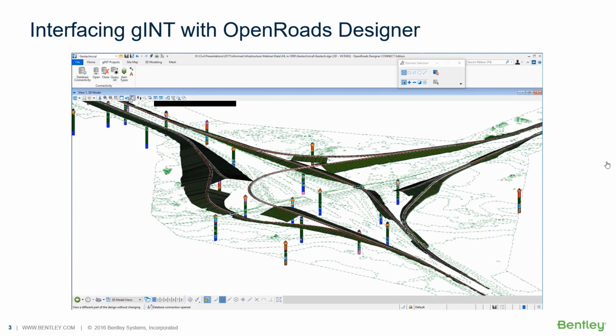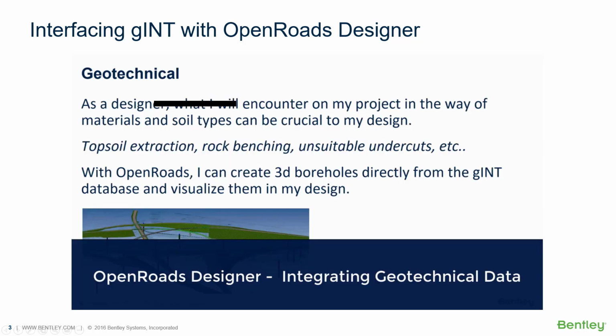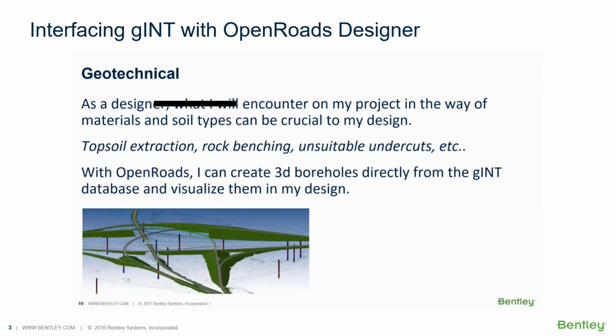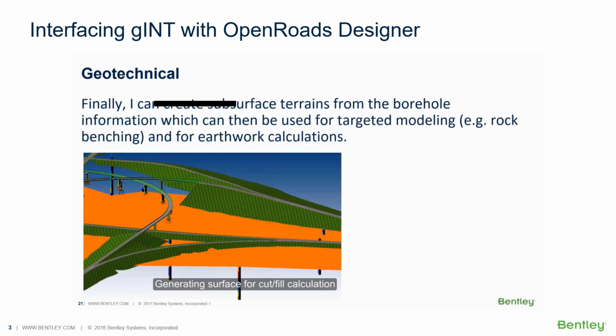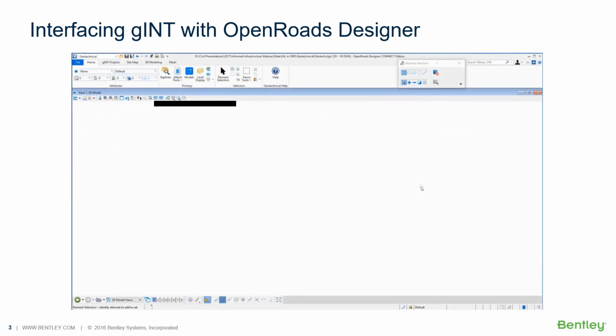So this is a very unique interoperability feature that we have with civil applications and gINT. And interfacing with OpenRoads Designer, you can actually bring in your OpenRoads project inside of gINT civil tools, or you have a gINT civil tools add-on inside of OpenRoads as well. With OpenRoads you can create 3D boreholes from the data in gINT, and also create your subsurface data and review stratum properties from the info section, and you will get all the borehole information in there. You can generate the surfaces for your cut and fill calculation, earthwork calculations, or for specifically targeted modeling after creating the terrains from the 3D boreholes that we are getting from gINT.